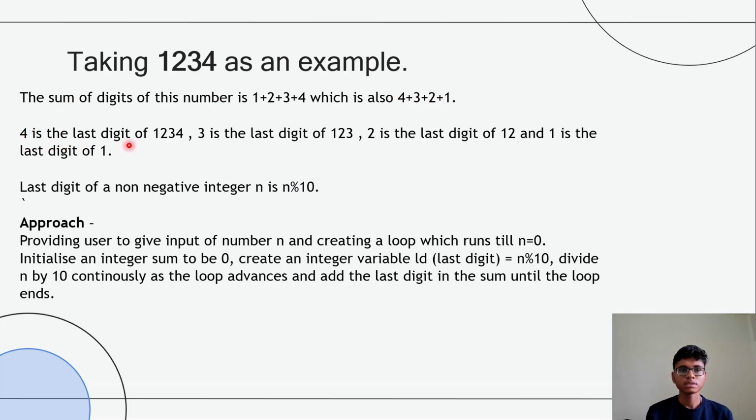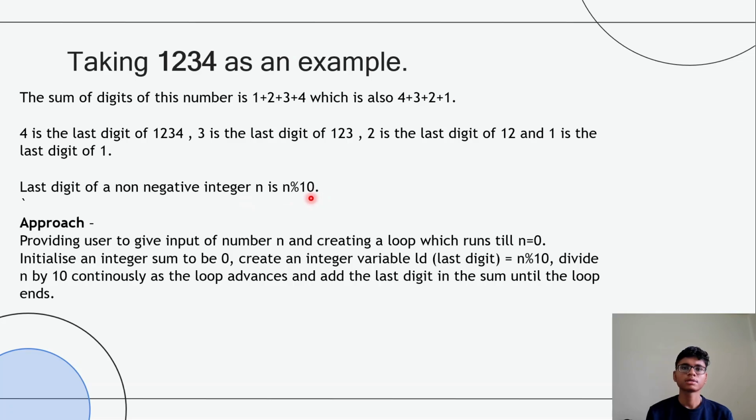Now 4 is the last digit of 1, 2, 3, 4. 3 is the last digit of 1, 2, 3. 2 is the last digit of 1, 2 and 1 is the last digit of 1. The last digit of a non-negative integer n is n modulus 10.